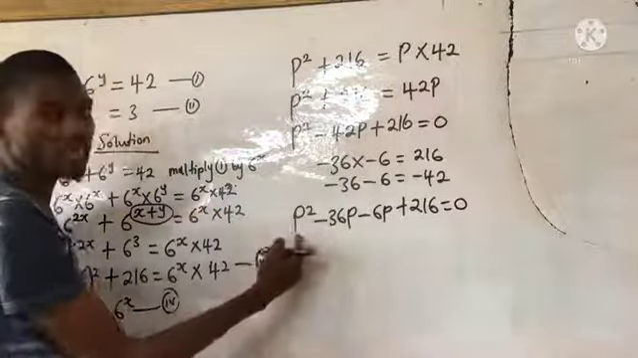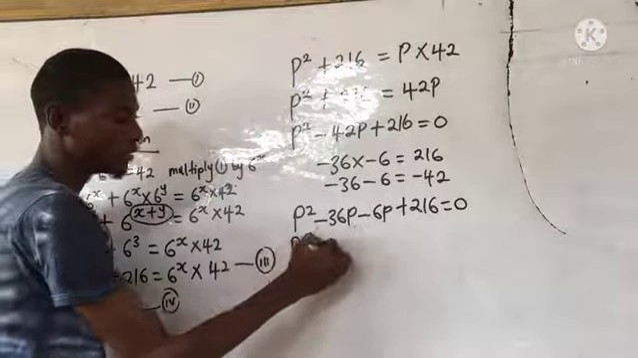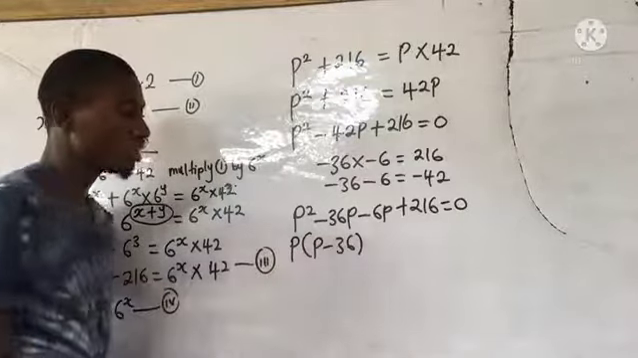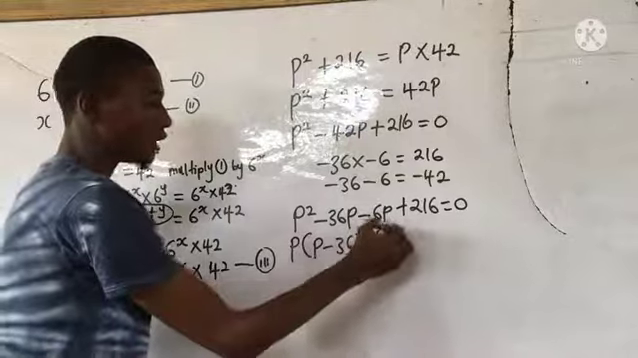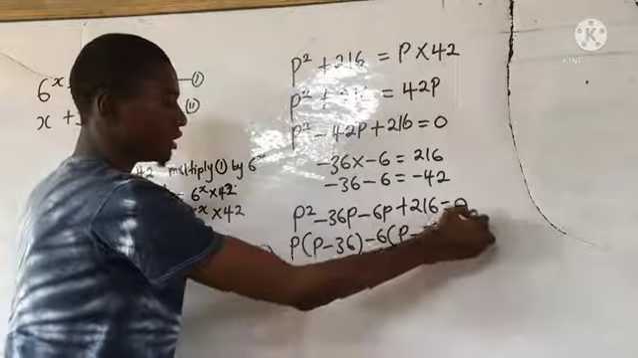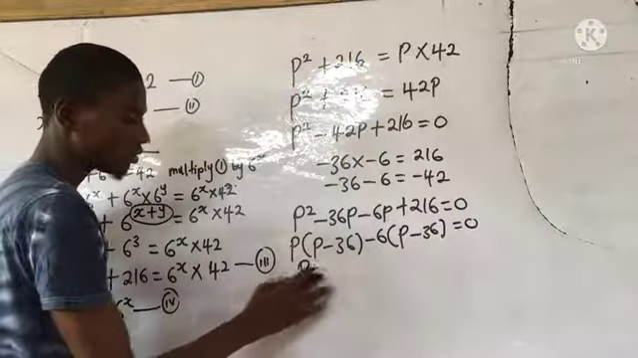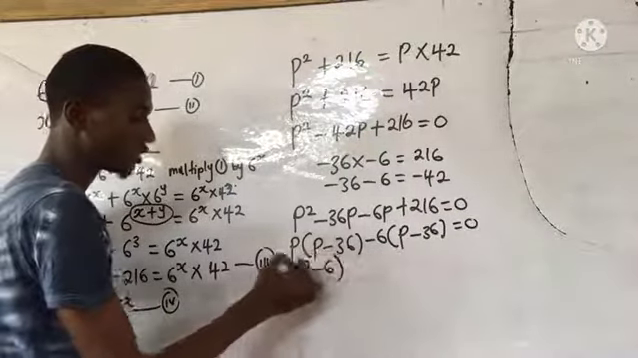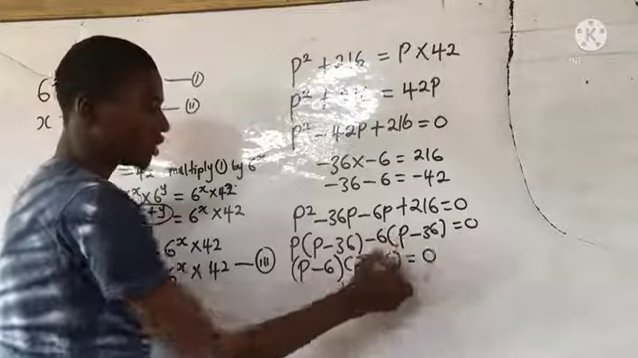Now you can factorize p out here in the first two terms. You have p, then p minus 36. So in the second term, minus 6 is actually common. If you factorize that one out, you're left with p minus 36 as well. Then it's equals to 0. Then you have p minus 6 and p minus 36 is equals to 0.